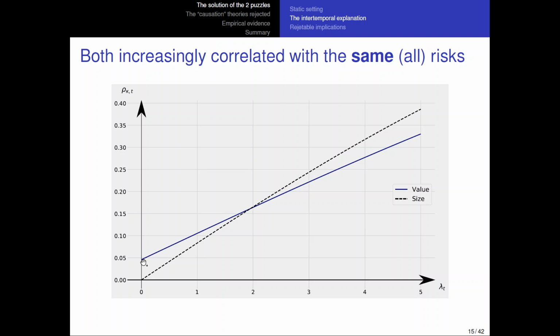That the value is riskier than size until a certain point, until 2 in this case, and then size becomes riskier than value. Now this is about the correlation, and we cannot observe this because we are measuring the correlation with risk, which is unmeasurable. I mean, we are describing the correlation with risk, which is unmeasurable.